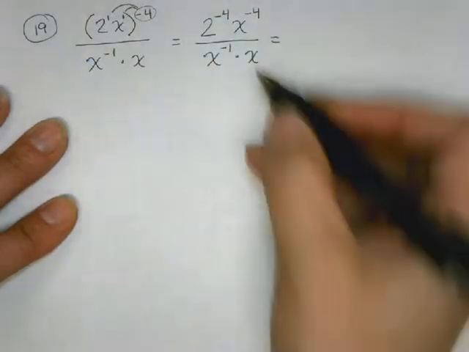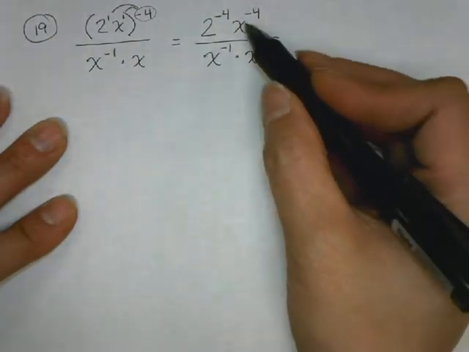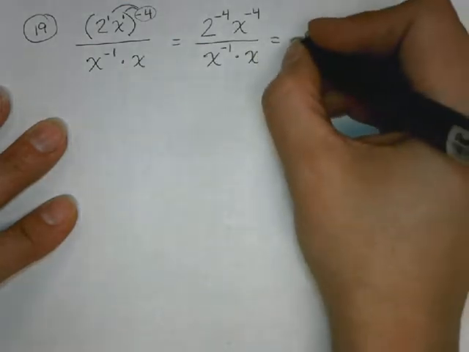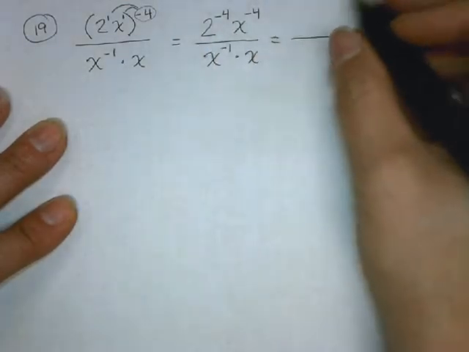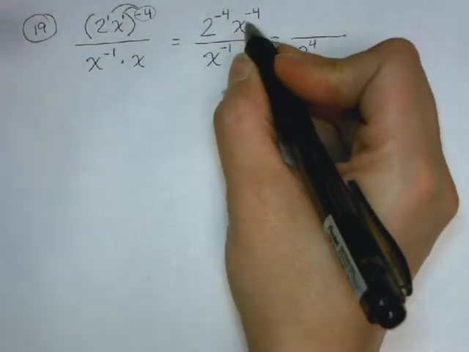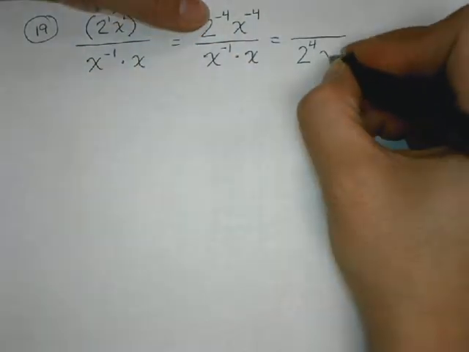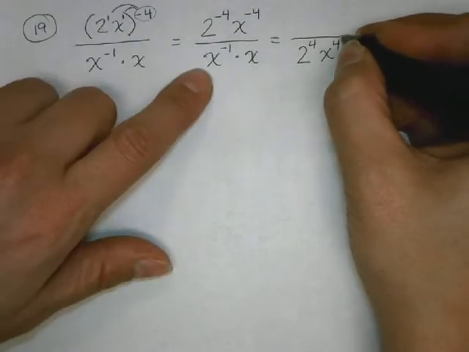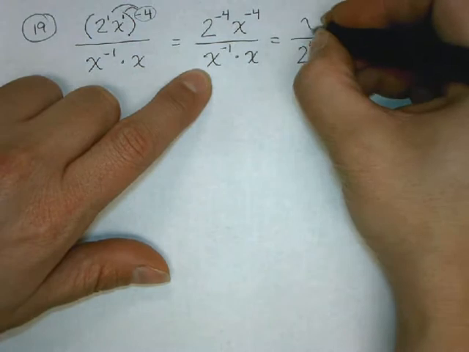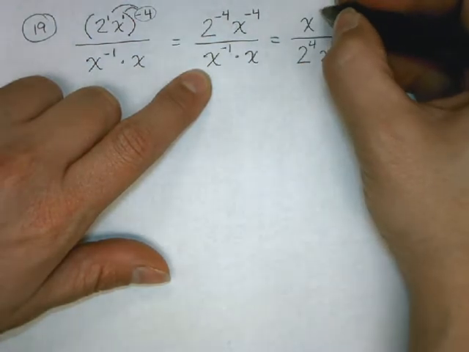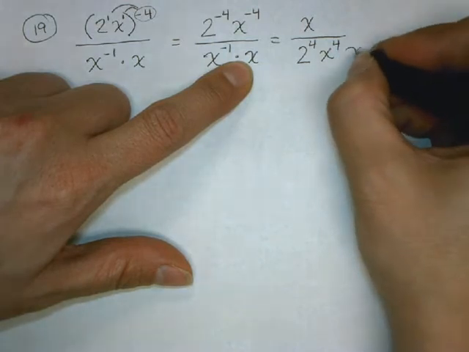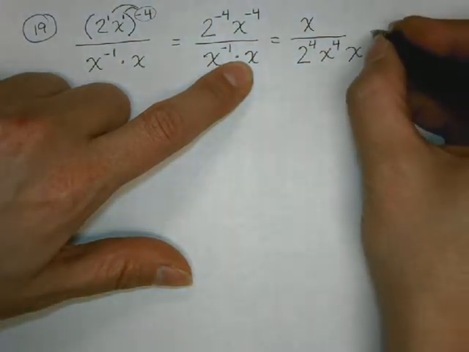Okay. Now, the next thing I like to do is deal with all these negative exponents. Negative exponent means move it. Alright? So, 2 to the negative 4th, that's going to go down and become positive. X to the negative 4th goes down and becomes positive. This x down here is going to go up and become positive. But a positive 1, I don't even need to write it. And then this is going to stay on the bottom because it didn't have a negative exponent.